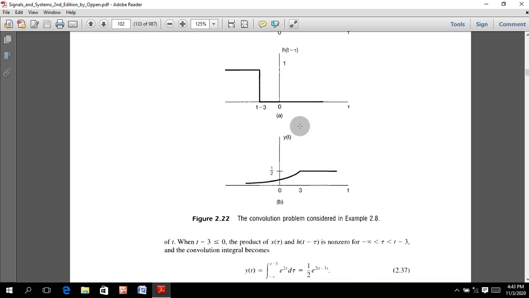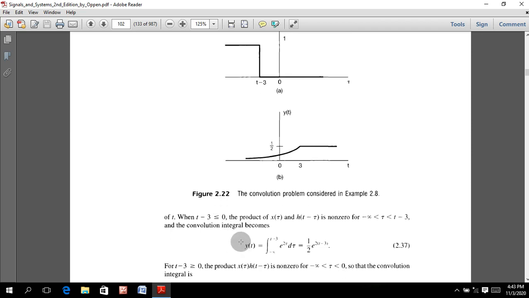So for that signal to be non-zero, we need the condition where t minus 3 is less than or equal to 0. When t minus 3 is less than or equal to 0, the value of t will be less than or equal to 3. That's what we need to understand here. So when t minus 3 is less than or equal to 0, the product of x(tau) and h(t minus tau) is non-zero for tau in between minus infinity and t minus 3.